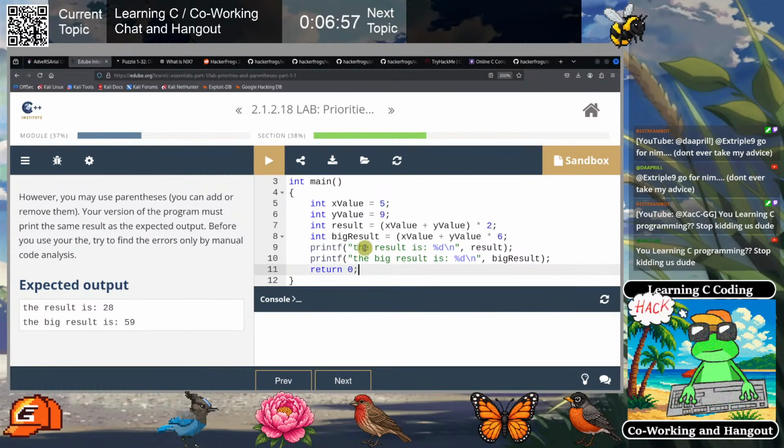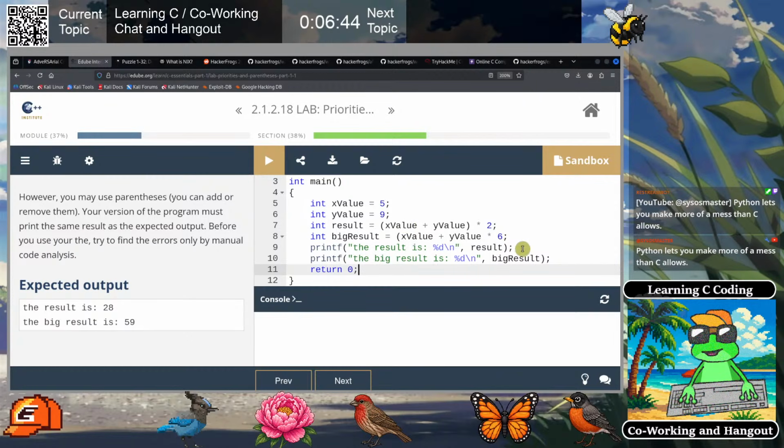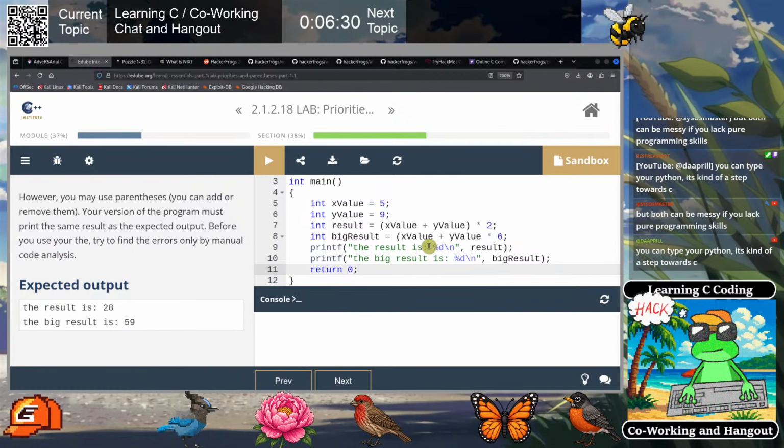So what is this? Big result is X value and then Y value and 6. So if we take Y value, 9 times 6 is 54? 54 plus 5 is not the value we're looking for. We're looking for something that results in 59.